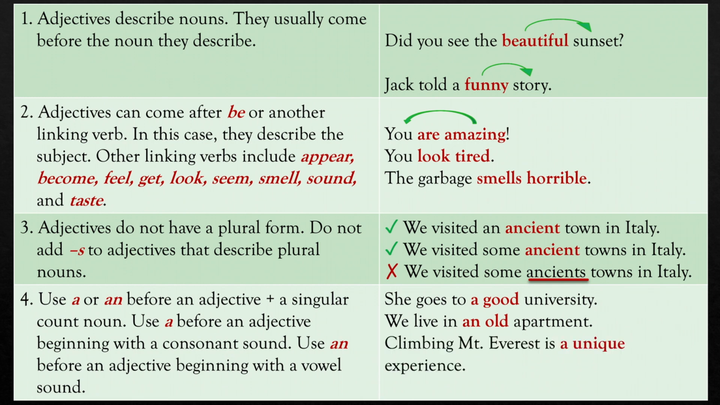Climbing Mount Everest is a unique experience. If you haven't watched my pronunciation videos, you might be confused here. It's true that unique begins with a vowel, a U, but we go by the first sound, not the first letter. The word unique sounds like it starts with a Y. Unique. So we're going to use a instead of an here. A unique experience. Okay, that's the basic information you need about adjectives.